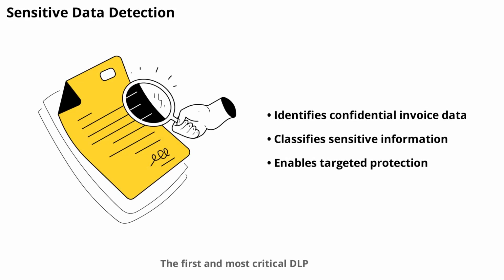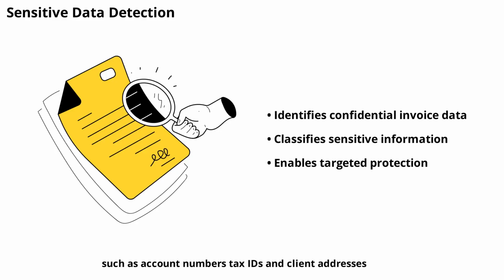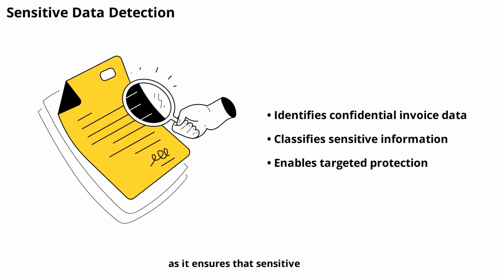The first and most critical DLP feature for invoicing is sensitive data detection. This capability allows your DLP system to automatically identify and classify confidential information within invoices, such as account numbers, tax IDs, and client addresses. By recognizing these data types, the system can apply appropriate security policies and prevent unauthorized sharing or exposure. Accurate detection is the foundation of any effective DLP strategy, as it ensures that sensitive details are always under watchful protection, reducing the risk of costly data breaches.